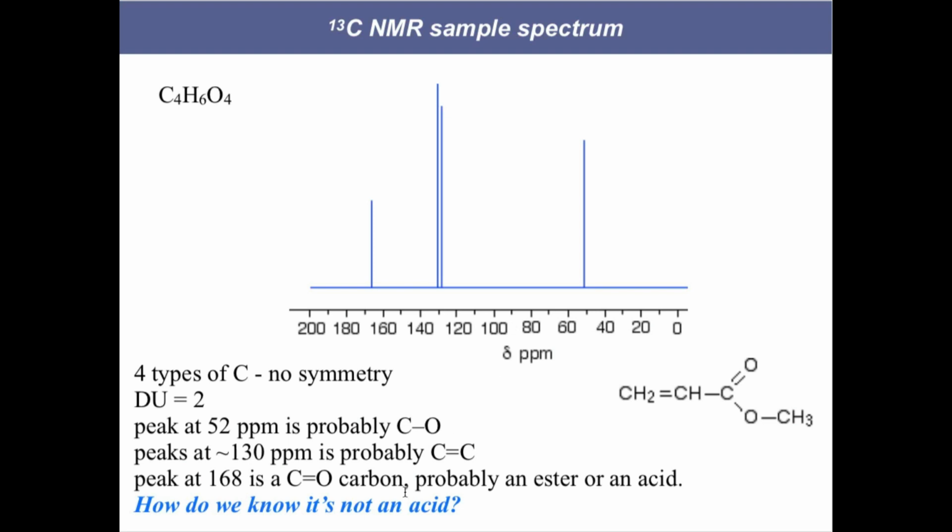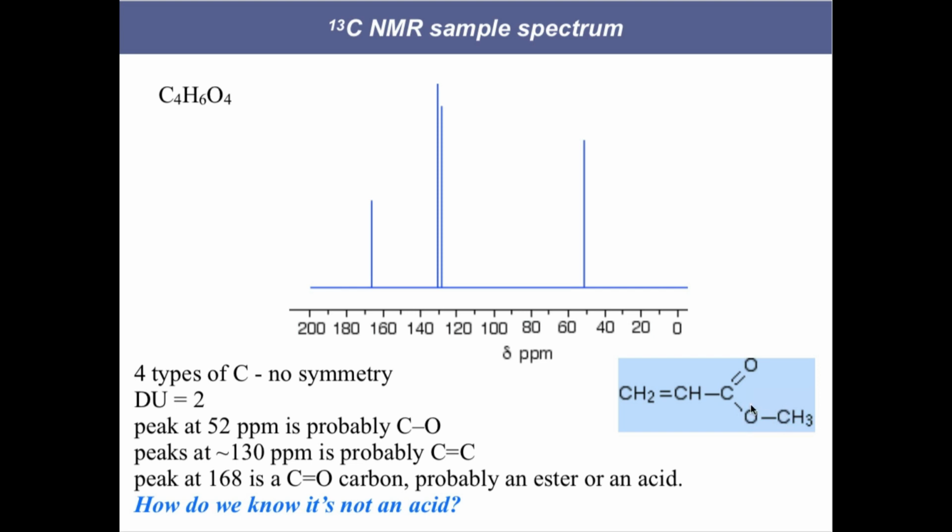The reason I know this is not an acid and it has to be an ester is because we need a carbon single bonded to an O. There's got to be a carbon that can be single bonded to that oxygen specifically. If this methyl group, for example, was over on this carbon and we had an H on this O, making it a carboxylic acid, then we would not see a carbon single bonded to an O.